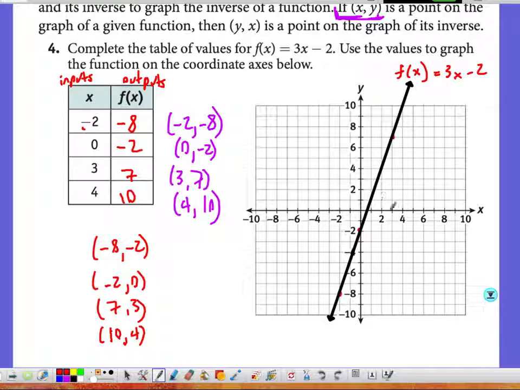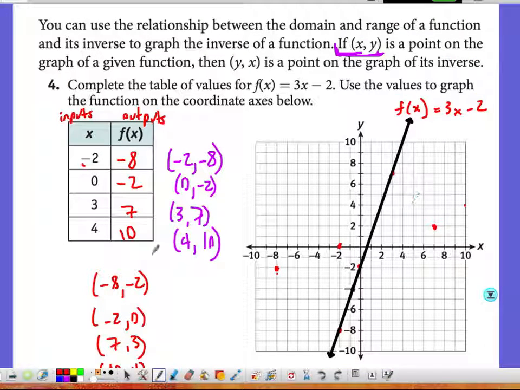So let's go ahead and look for negative 8, negative 2, which is right here, negative 2, 0, 7, 3, and then 10, 4. Wait, is 10, 4 correct? Let me check that out. 4 times 3 is 12. 12 minus 2 is 10. Okay. So 10, 4.